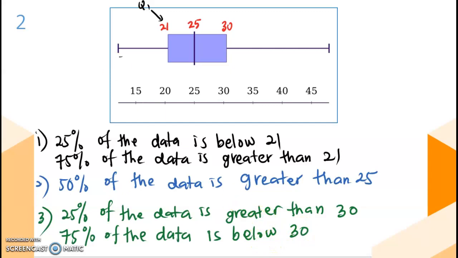And the skewness or the shape of the data, so since the box and whisker is longer at the right side, we can interpret the data is skewed to the right.